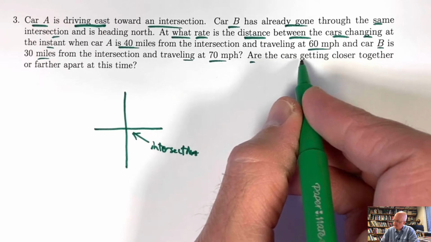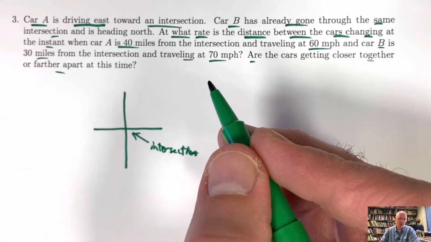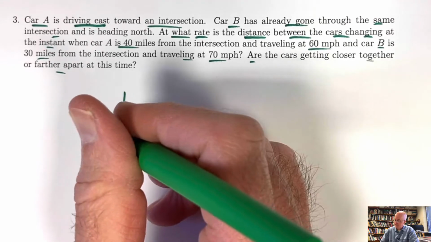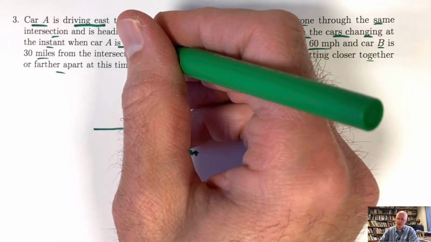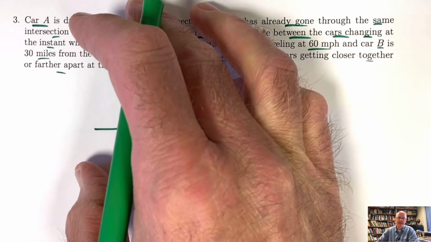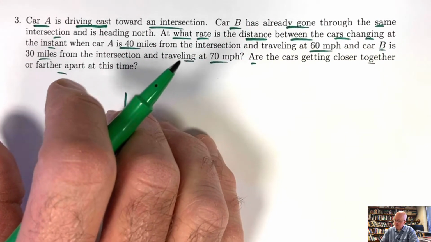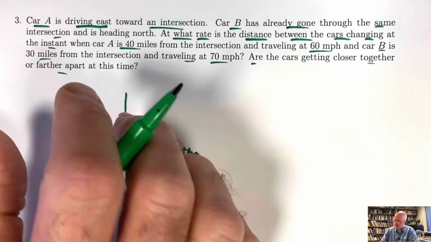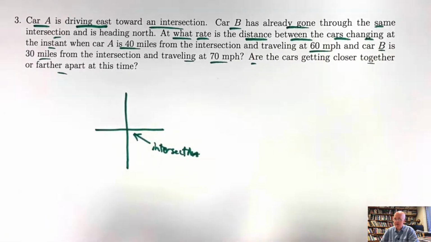Are the cars getting closer together or farther apart? Could it be one or the other? Yeah, it does depend. If car A was pretty close to the intersection, but car B was really far away, it seems intuitive that their distance is growing over time. On the other hand, if car B is not very far away from the intersection and car A is kind of far away, it seems like their distance would be decreasing over time. Think about it.